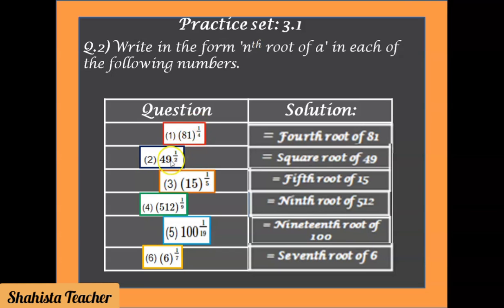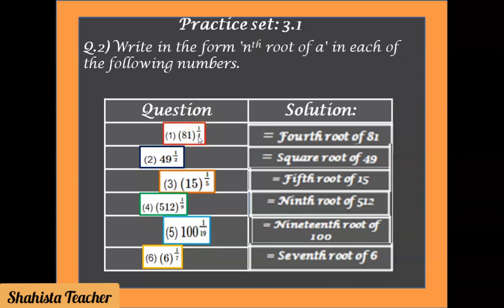So 4th root of 81, square root of 49, 5th root of 15, 9th root of 512, 19th root of 100 and 7th root of 6. Is that clear? 7th root of 6. ये जो 81, 49, 15, 512, 100 और 6 है इसको आपको एज इट इज नंबर्स में ही लिखना है. बट यहाँ जो ऊपर इंडेक्स नंबर दिए हुए 1 upon 4, 1 upon 2, 1 upon 5, 1 upon 9, 1 upon 19, 1 upon 7 इसको आपको स्पेलिंग में लिखना है. वो भी 1 को नहीं, ओनली द डिनोमिनेटर वी विल कंसीडर.